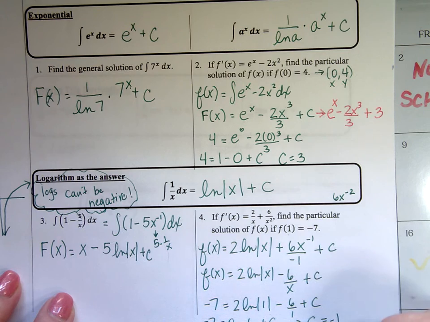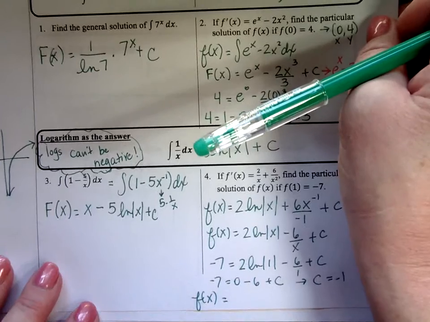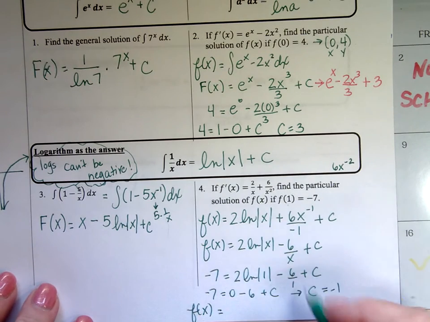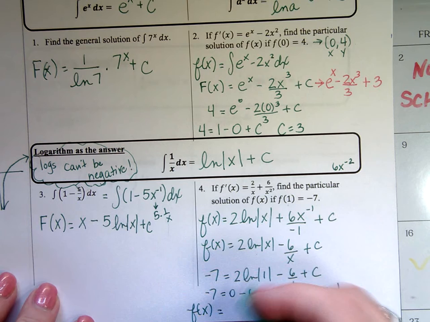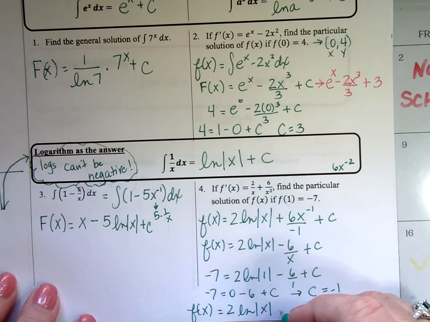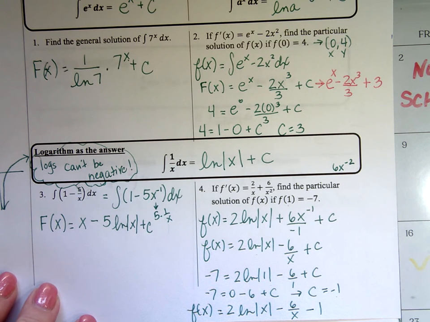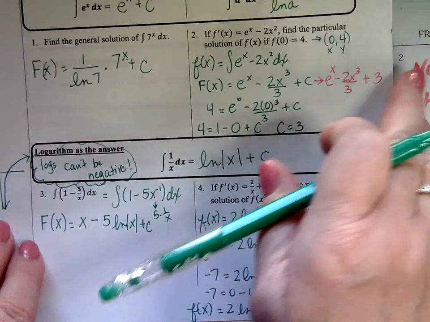Which means that my original function, I'm out of space. All right, here we go. My original function must have been, go back to the function here, we're going to replace our c with a -1. So I have 2 ln of x minus 6 over x minus 1. And that's my particular solution. So there's number 4. Let's see if there's more examples.